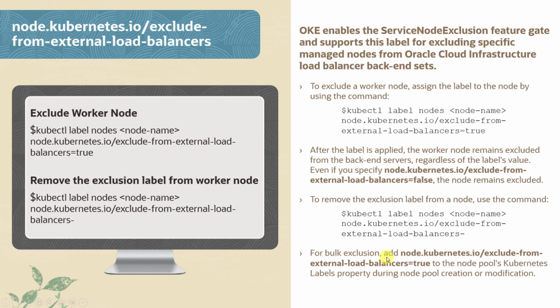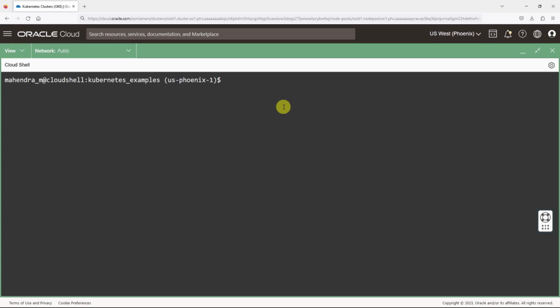For bulk exclusion, you can add the label to the node pool's Kubernetes label property during the node pool creation or modification. Well, let's see this label in action. Let's go to the OCI console. Now, first thing that I'll do is I'll run a clean deployment by removing the node selector property.